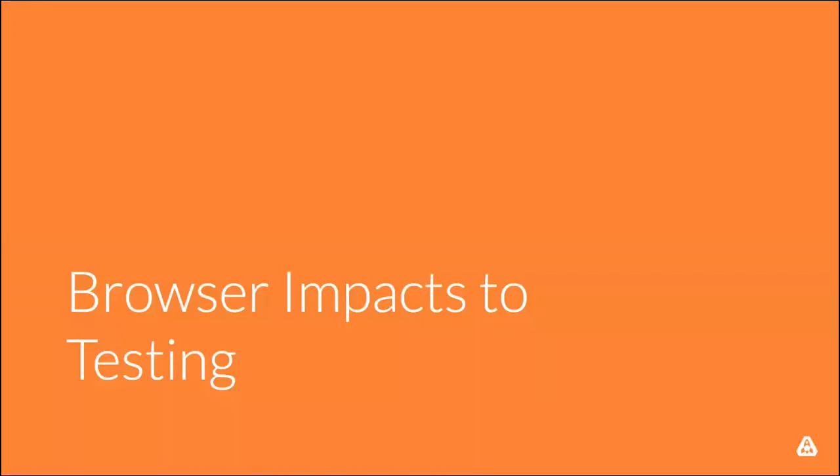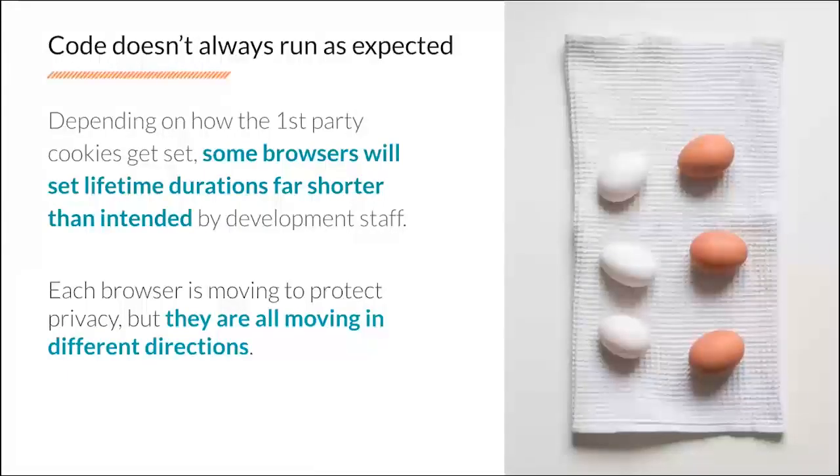So let's look at some of the impacts. The code won't always run as you expect. You can set a cookie, which is a piece of text on the browser, to store information and stitch together a session. Cookies are essential for things like e-commerce and banking. But depending on how you set the cookie, either by JavaScript or on the server, you might have far shorter durations than you might intend.